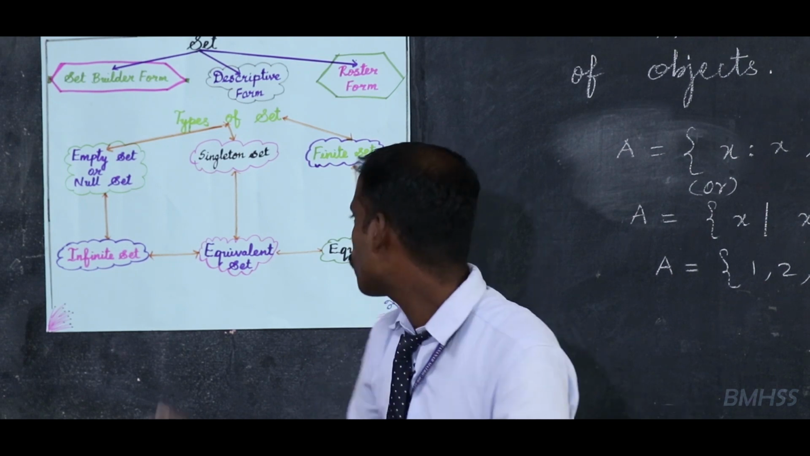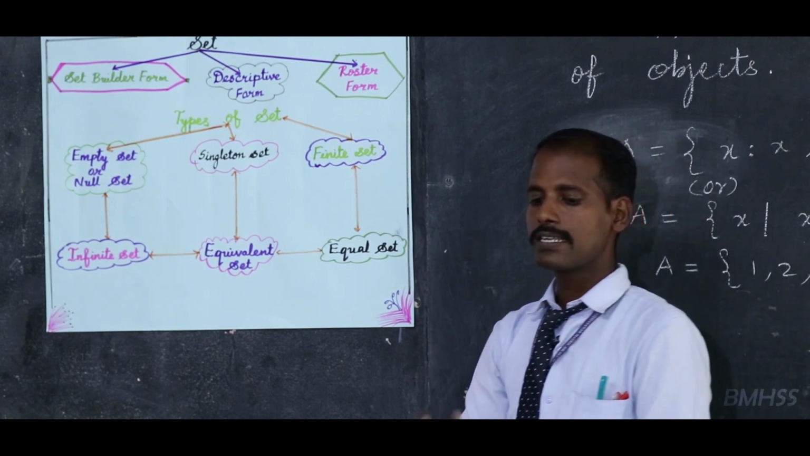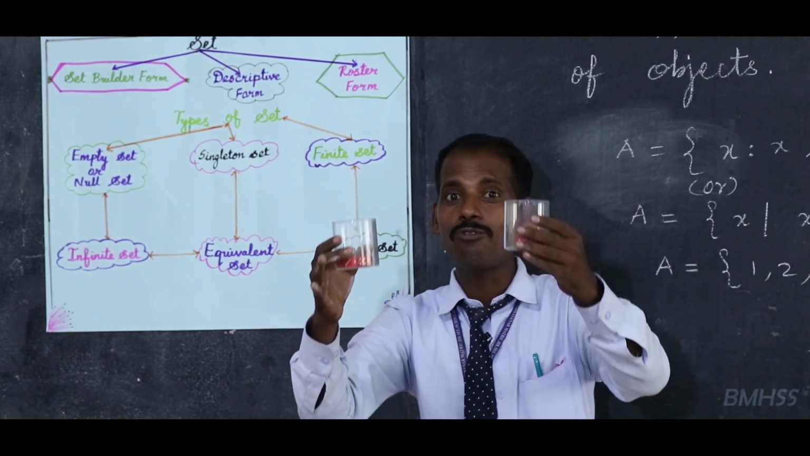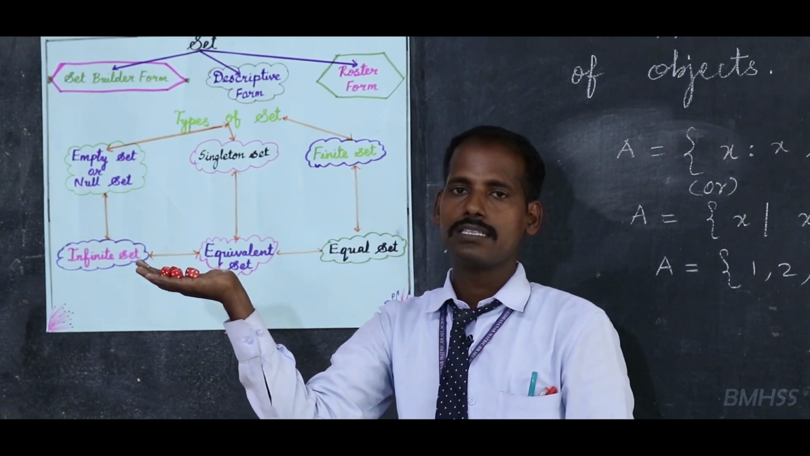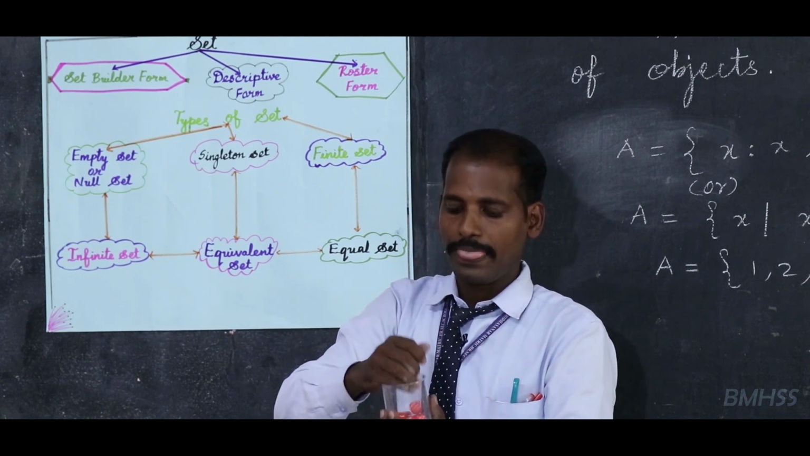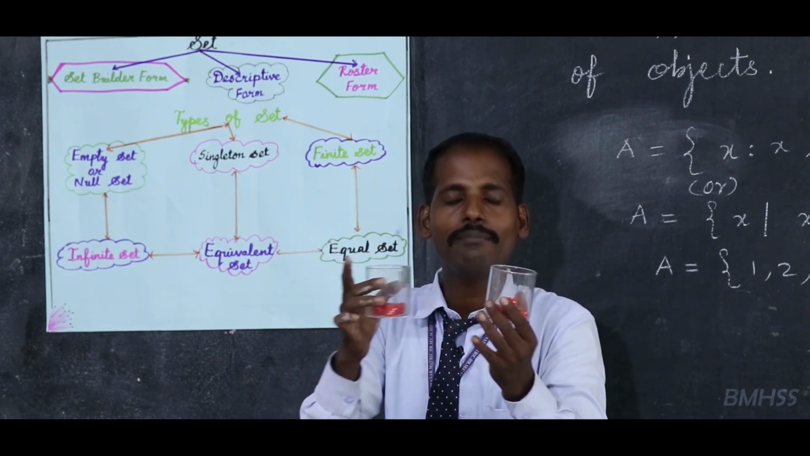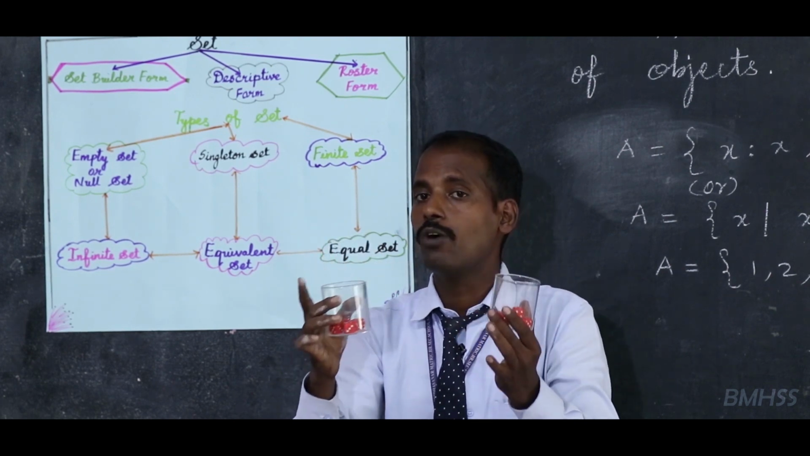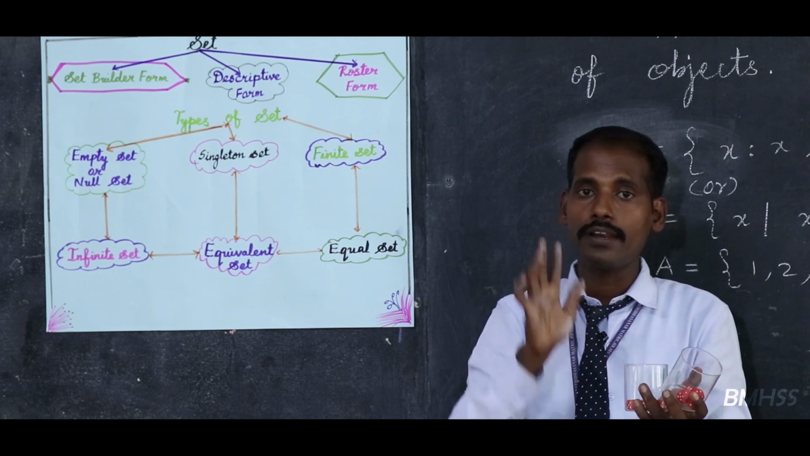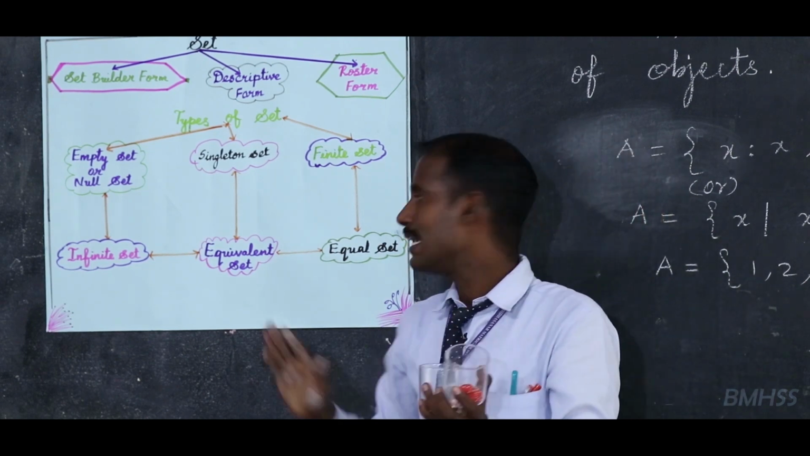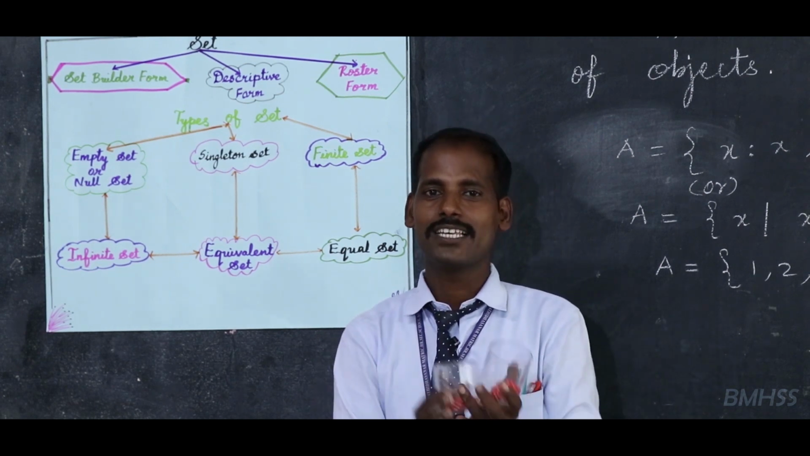Next, equal set. What is equal set? I will explain. The number of elements is equal and the same. Here the number of elements is 5, these are dice, the number of dice is 5. Here also the number of dice is 5, same elements. What is the difference between equivalent set and equal set? Equivalent set means the number of elements is equal, that's it. But in equal set, the number of elements is equal and the elements are the same. It is equal set.